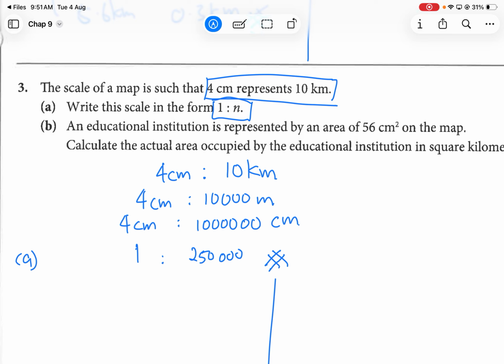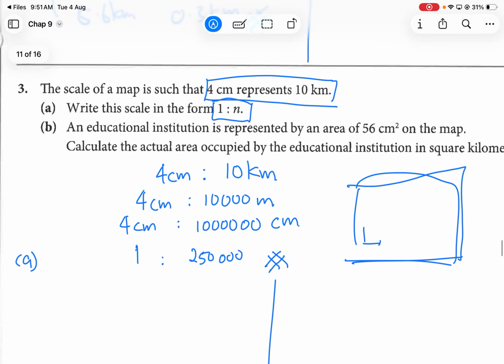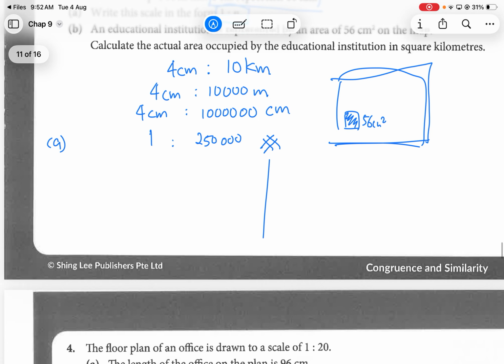I want to change this to area. So I must square both sides. When I square 1 cm, 1 times 1 is still 1. So every 1 cm square represents square my 2.5. Okay? Then calculator. 2.5 times 2.5 is 6.25.